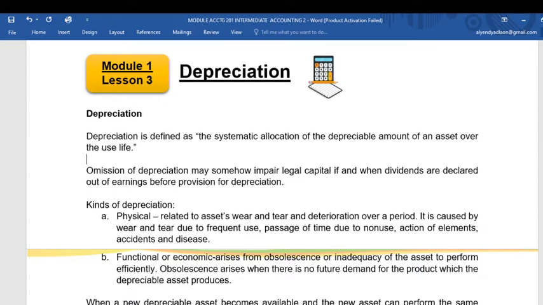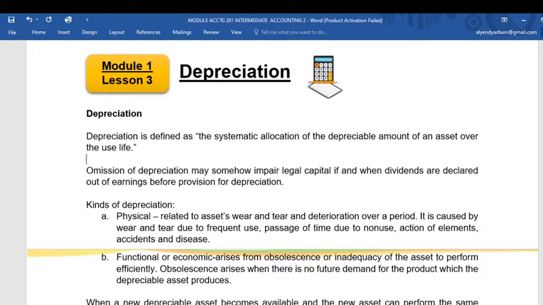So it may be destroyed, and there is the passage of time. Although you didn't use it, it becomes older and older because you purchased it many years ago, so it can also be depreciated. Also the action of elements, due to the weather, due to the heat of the sunlight. Those are physical depreciation. But when we say functional or economic depreciation, it arises from obsolescence or inadequacy of the asset to perform efficiently.